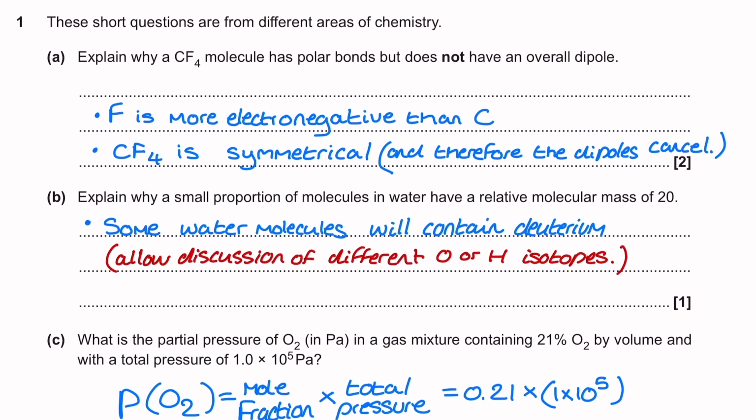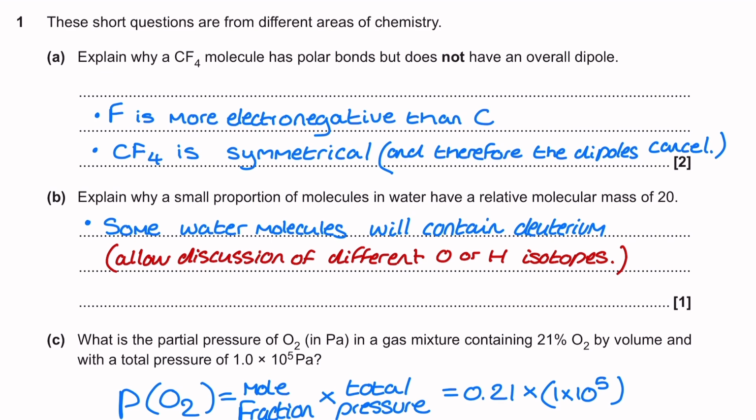First off, we're being asked to explain why a molecule of CF4 has got polar bonds, and that's because fluorine is more electronegative than the carbon, but doesn't have an overall dipole, and that's because the molecule, since it's tetrahedral, is symmetrical, and therefore the dipoles cancel. The bit in brackets wasn't required by the mark scheme, but I have seen it on other papers, so I've put this in there to give you a full answer.